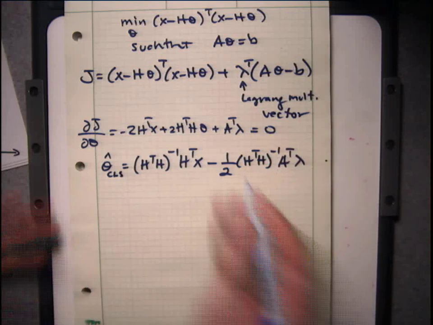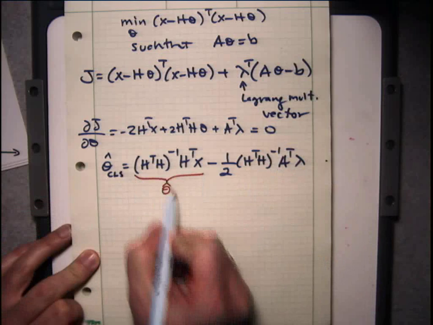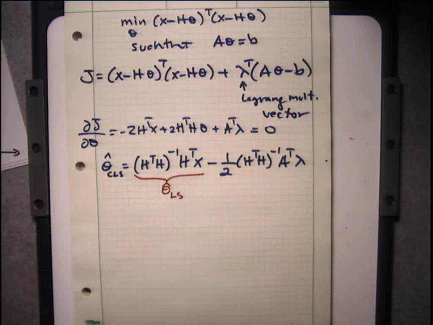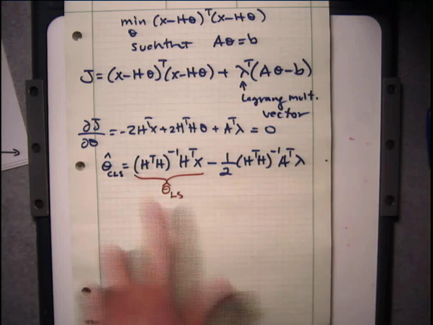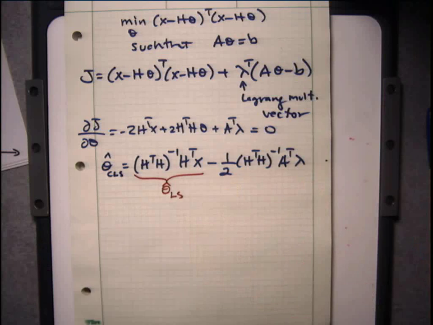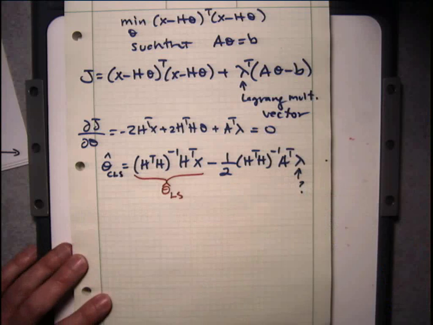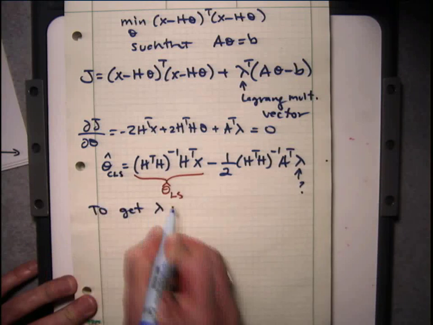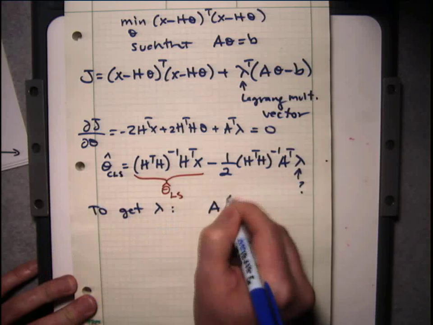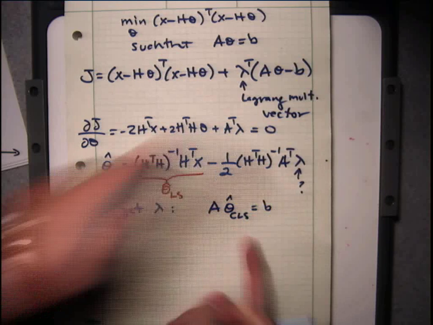So something very interesting happens. If you look at this, this part here is exactly the least squares solution without the constraint. Okay? And then you've got this extra bit that you have to deal with. So I'm just going to keep the notation as theta hat least squares because we already know how to do that. What's left over is, we don't know what this lambda is, which is the Lagrange multiplier vector, and we have to solve for it. So to get lambda, we enforce the constraint, which means A times theta hat constrained least squares has to be equal to B, right? And then we plug this whole thing in here and we solve for lambda.